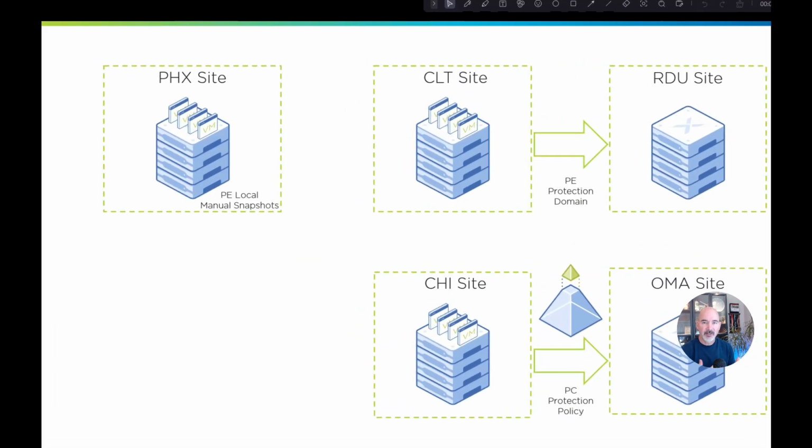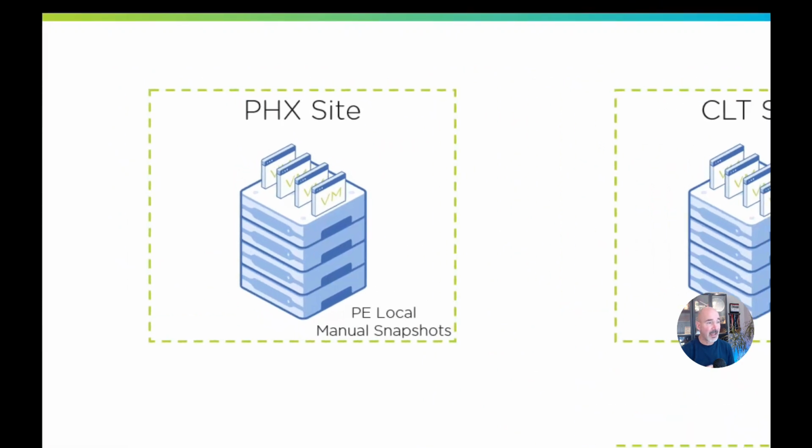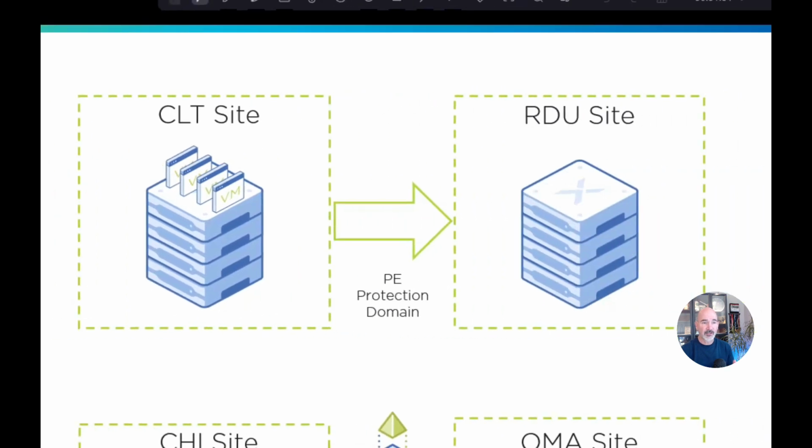At the top left, I have a cluster in Phoenix, and on that cluster I have created local Prism Element snapshots. I've created those manually. They're not being replicated anywhere. Over on the right, I have a Charlotte site that is using local Prism Element protection domains to make snapshots of those VMs and then replicate those snapshots to the Raleigh-Durham site. As a note, the Raleigh-Durham site is a dedicated DR site. There are no VMs in that site.